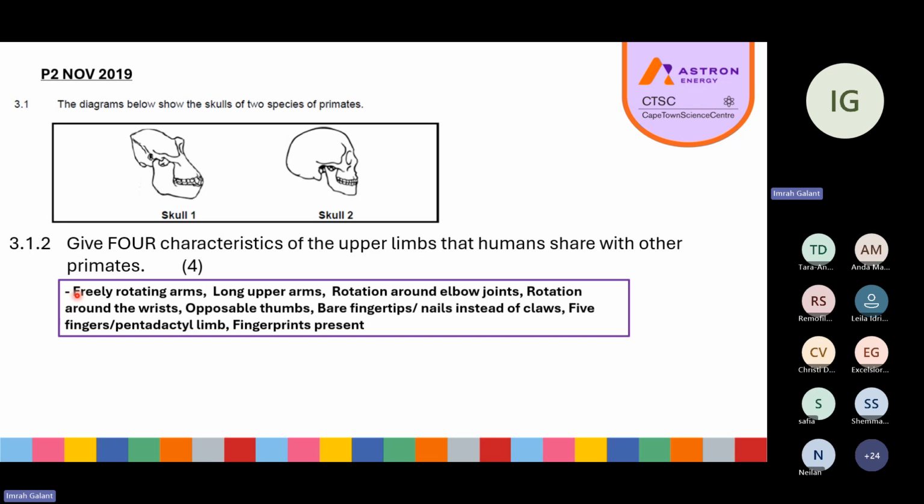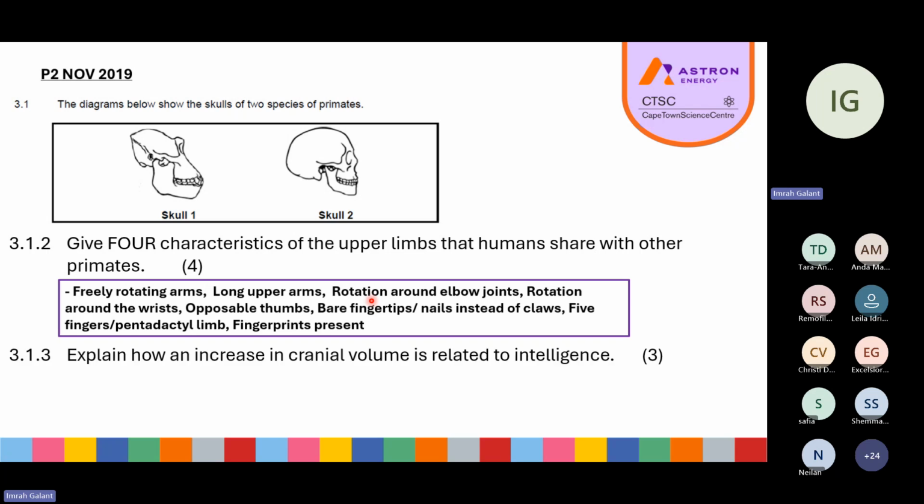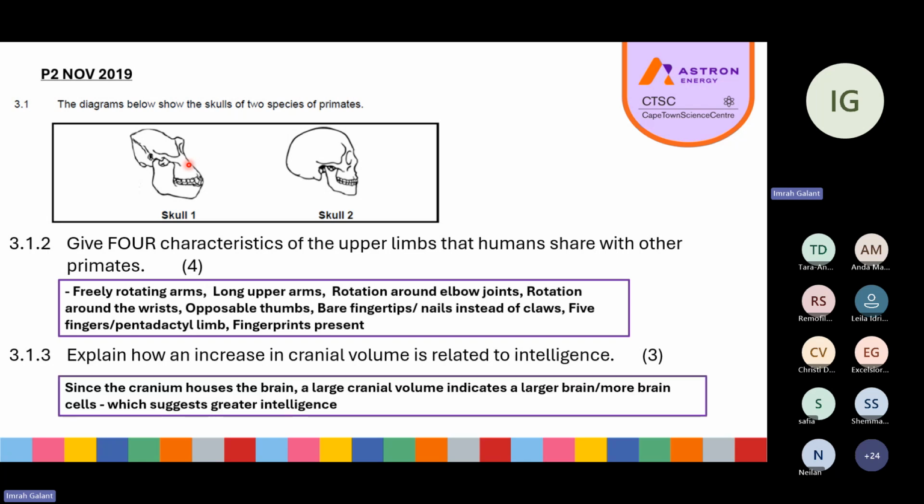The other ones, freely rotating arms, just to mention that, as well as rotation around the elbow joints. Okay. Then next question, it says explain how an increase in cranial volume is related to intelligence. Okay, so obviously we know the cranium has the brain. If you look at skull 2, you can see it has a much larger cranium size as compared to skull 1. So you can mention that.